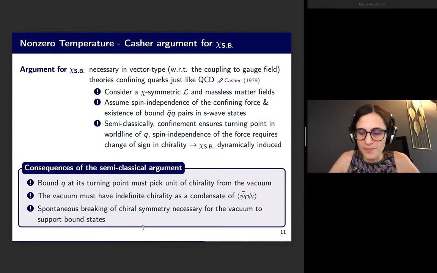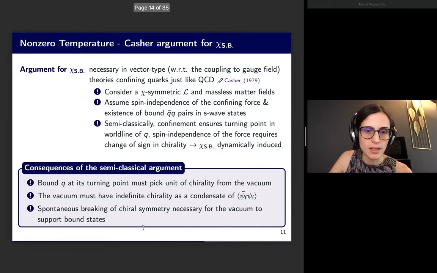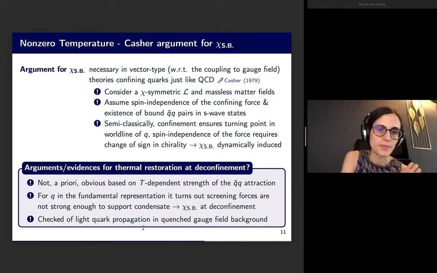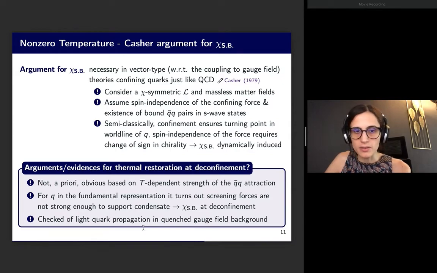Okay, so this I think is a nice semi-classical argument that one can use in order to argue for the necessity of chiral symmetry breaking at low temperature. This is not a priori obvious based on the T-dependent strength of the attraction between the sources in the pair, but for quarks in the fundamental representation, it turns out that screening forces are not strong enough to support a condensate, and then you have chiral symmetry restoration at deconfinement. And this was checked for light quark propagation in a quenched gauge field background, for example.